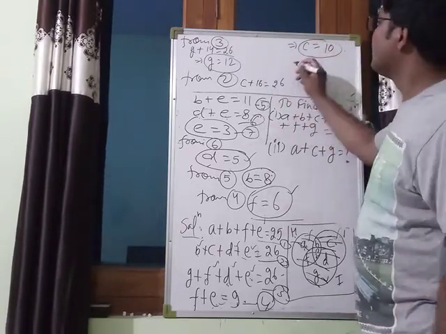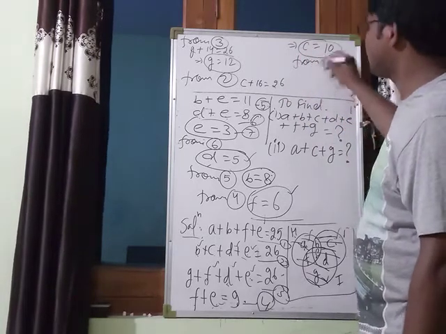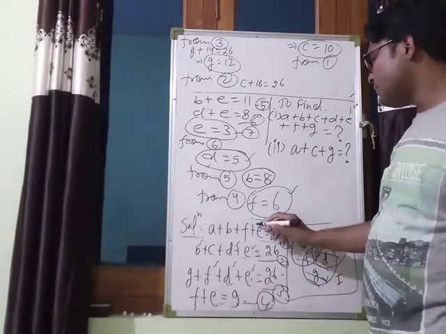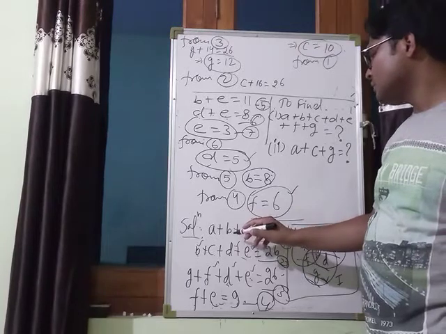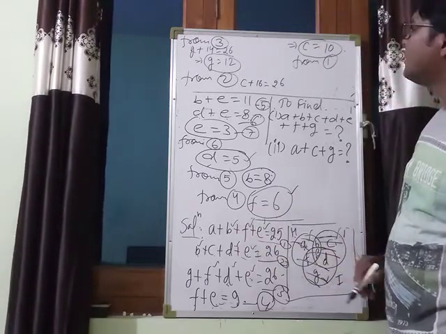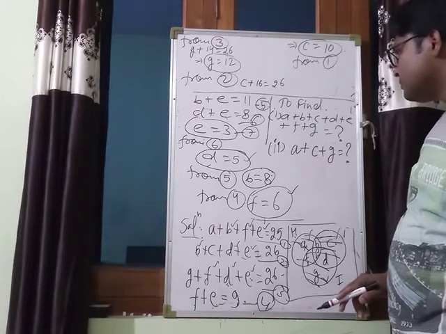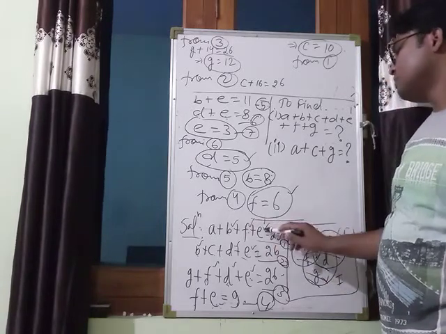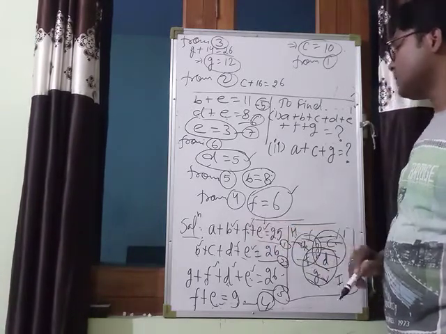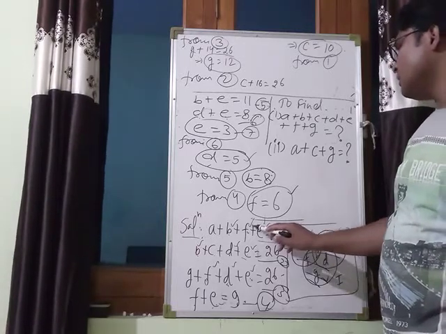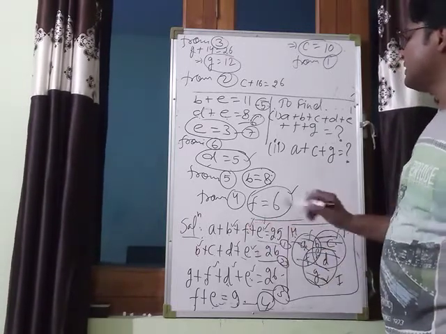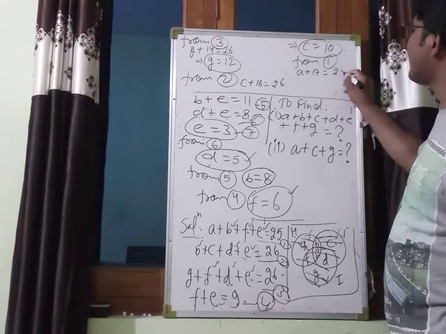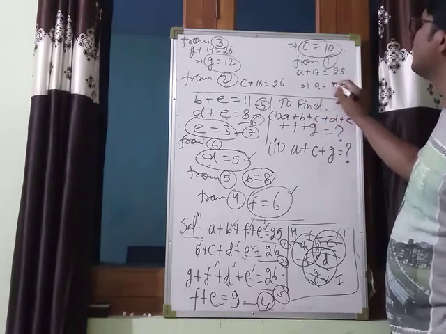Now from first, put here the value of E, that is 3, the value of F, that is 6, and the value of B, which is 8. So 3 plus 6 plus 8: 3 plus 6 is 9, and 9 plus 8 is 17. A plus 17 is equal to 25. Then A is equal to 25 minus 17, that is 8.